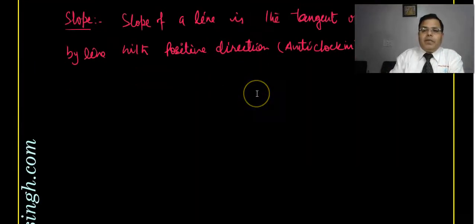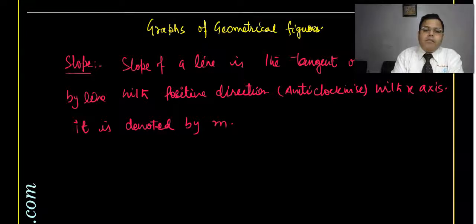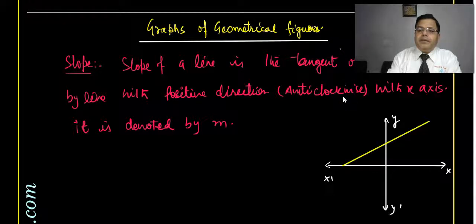The tangent of it is denoted by m. It is usually denoted by m. So if a line makes an angle, say theta, in the positive direction, anti-clockwise from the x-axis, with the positive direction of the x-axis, then tan theta is called the slope.